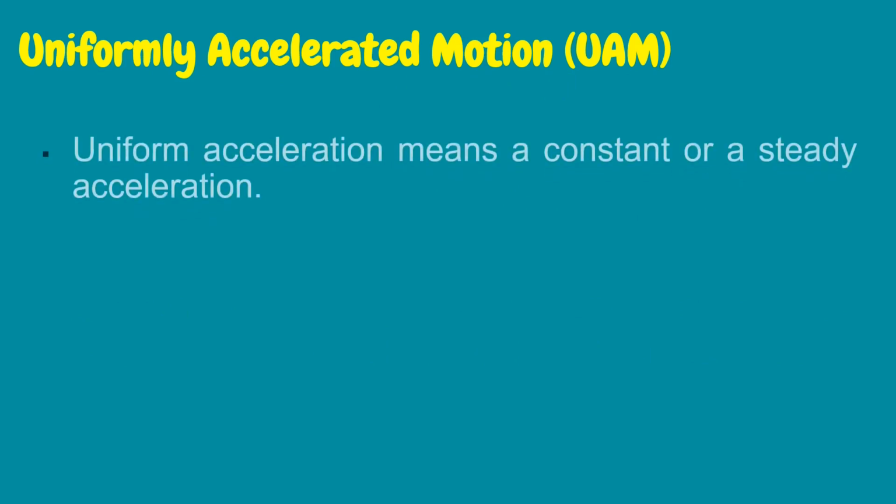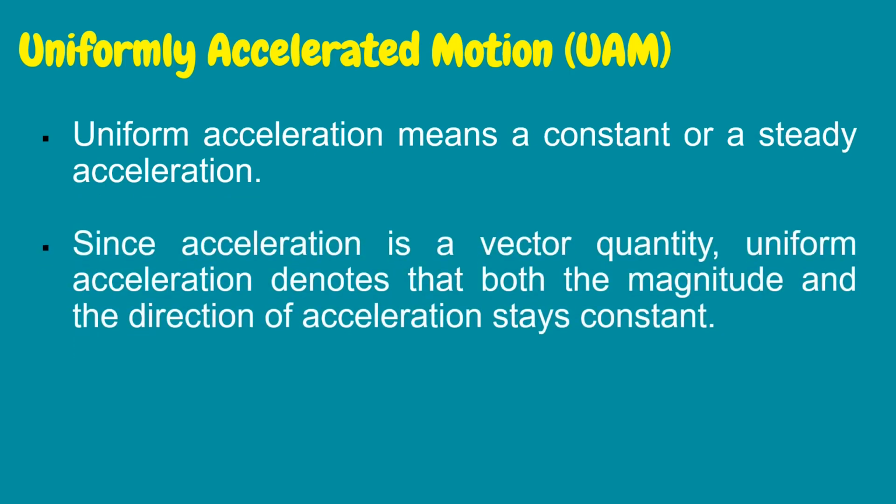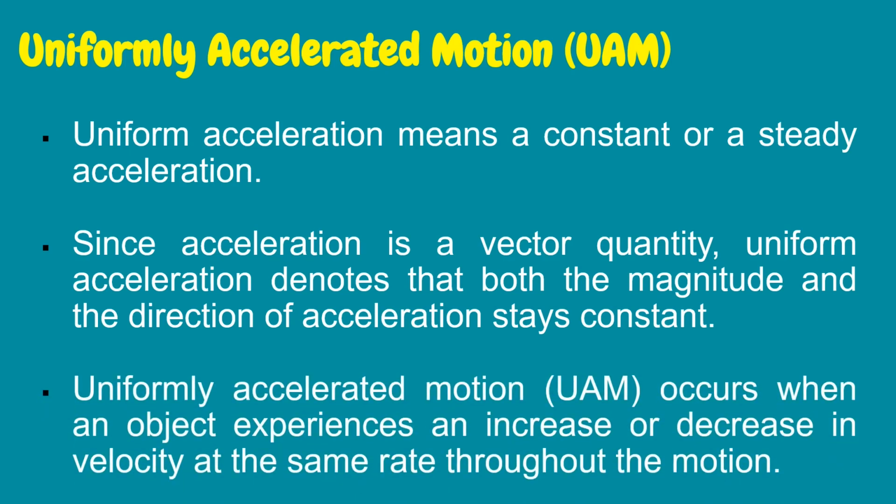Uniformly accelerated motion or UAM. Uniform acceleration means a constant or a steady acceleration. Since acceleration is a vector quantity, uniform acceleration denotes that both the magnitude and the direction of acceleration stay constant. Wherein, uniformly accelerated motion occurs when an object experiences an increase or decrease in velocity at the same rate throughout the motion.